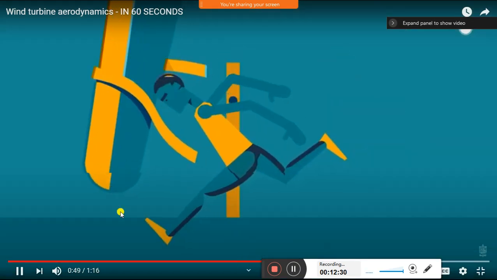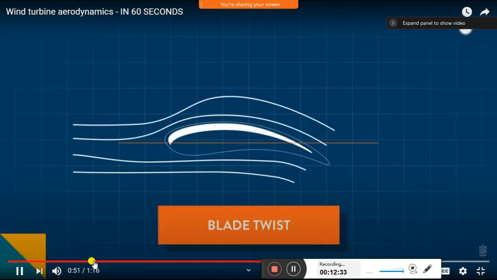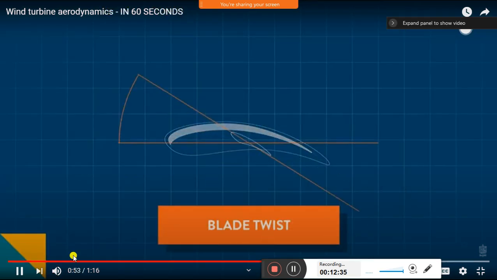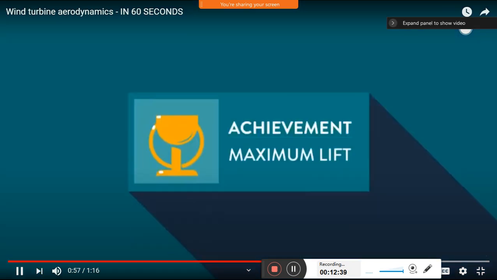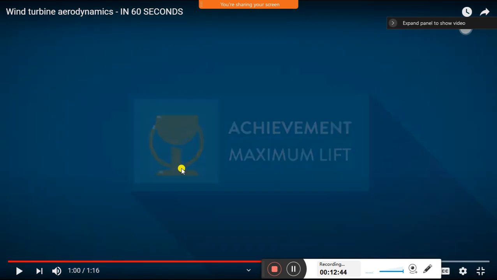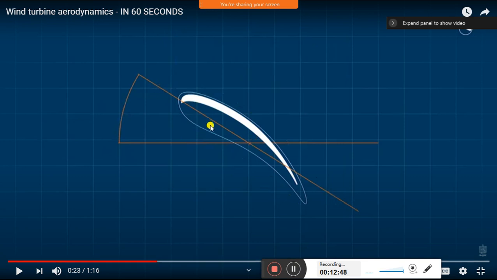This is why the tip of the blade is twisted into the direction of the airflow. It ensures the right angle of attack. Yes, it's the right angle so that we can achieve the maximum lift or maximum movement of the blade. Okay. So here angle of attack is there.